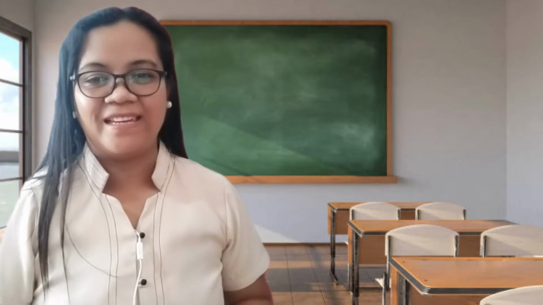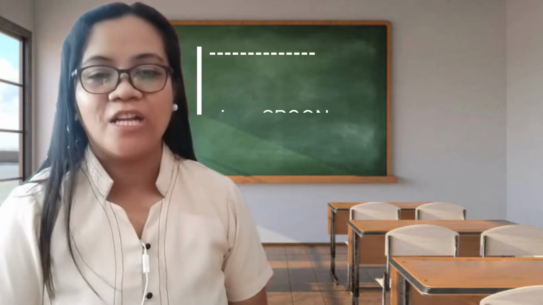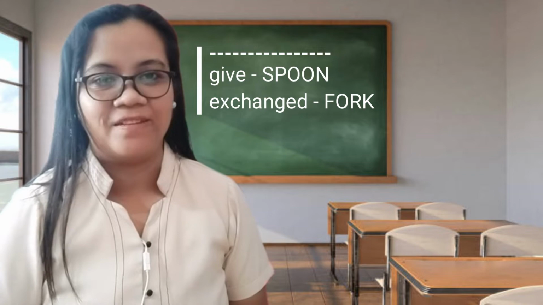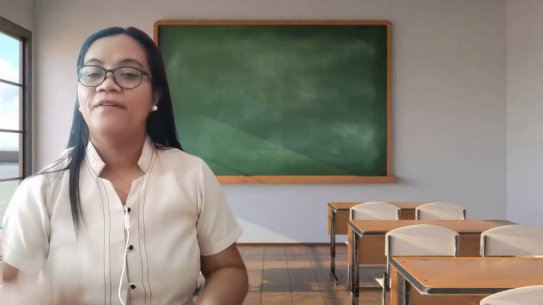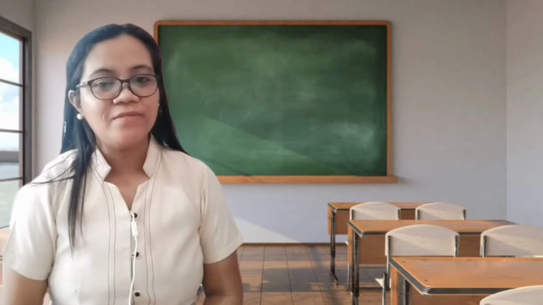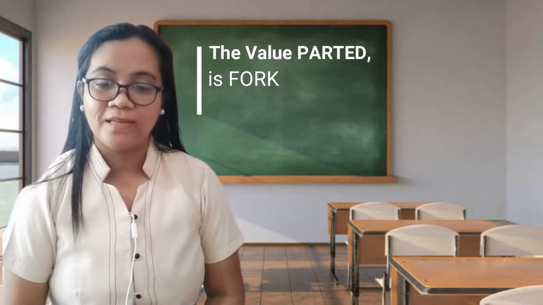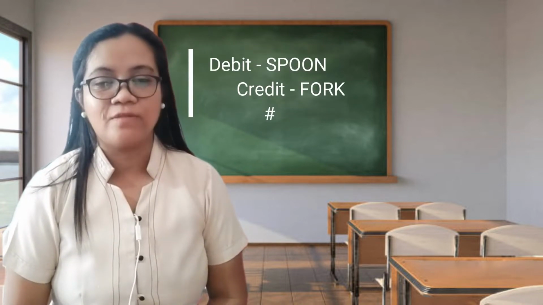So let's try it again. If I am going to give you a spoon and you are to give me a fork as an exchange, can you now determine the value received and the value parted with? Very good! The value received is spoon and the value parted with is the fork. You will then say debit spoon and credit fork.